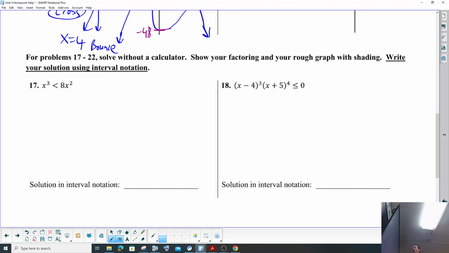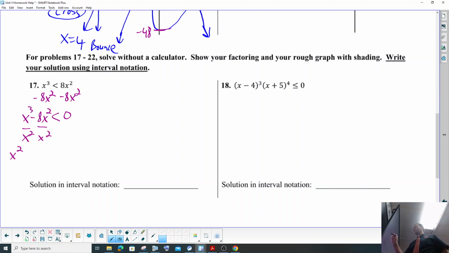Okay, here we go. So we're finishing off on a 3.3 right now. So it's x cubed less than 8x squared, and we want to get everything to the other side. So we're going to subtract 8x squared over to this side. Now we have x cubed minus 8x squared less than 0. Good. Then we can pull an x squared out, pull out the GCF.